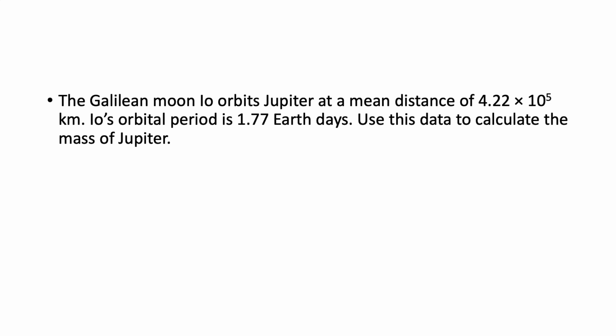So we're looking at a Galilean moon, Io, orbits Jupiter. Galilean, meaning Galileo saw this guy. And the distance is 4.22 times 10 to the 5th kilometers. The orbital period is 1.77 Earth days. Oh, this is going to be fun. And then we need to use this data to calculate the mass of Jupiter.